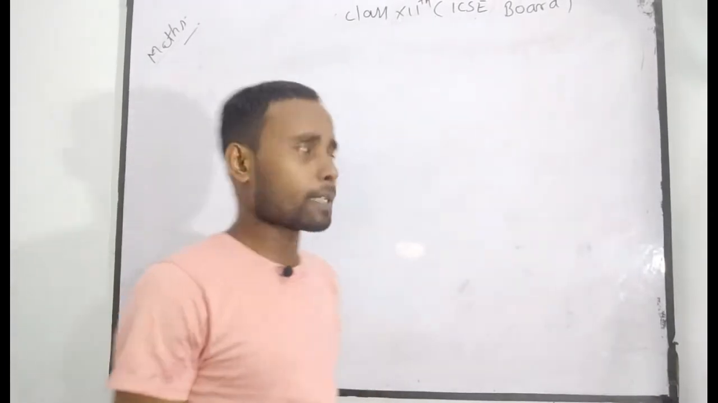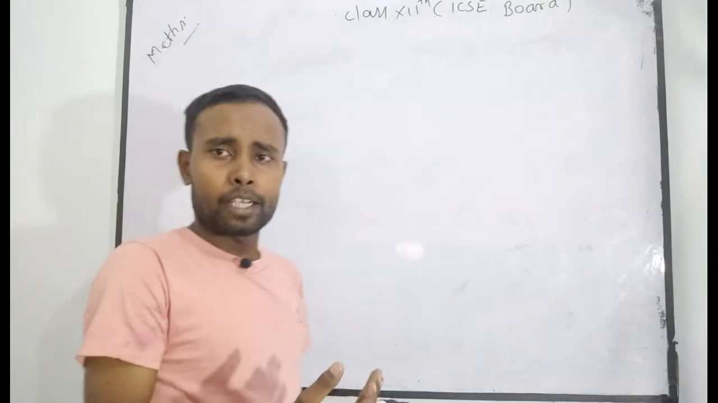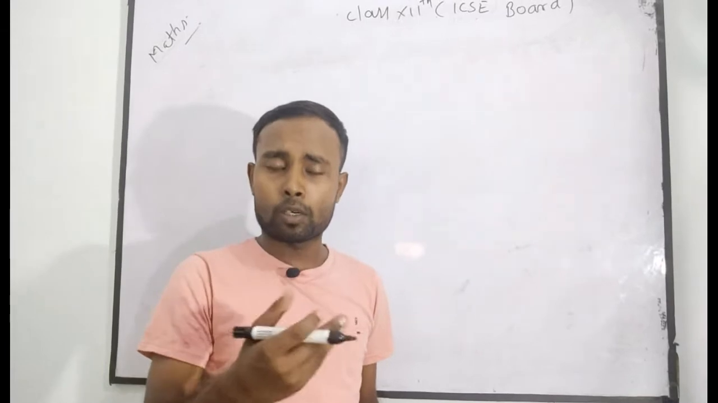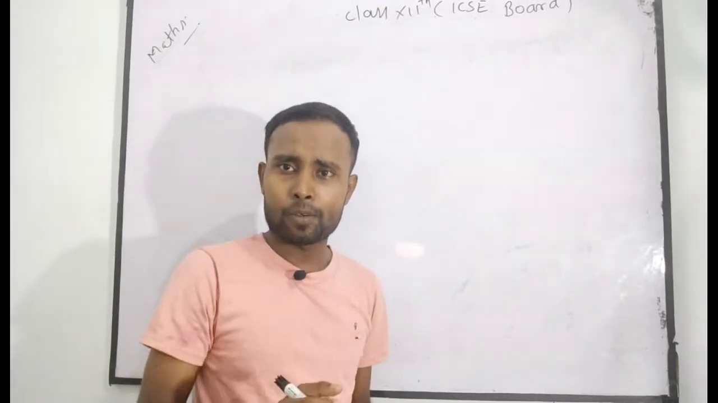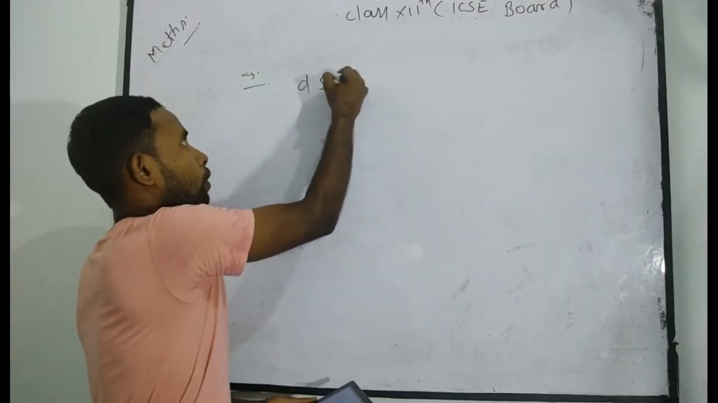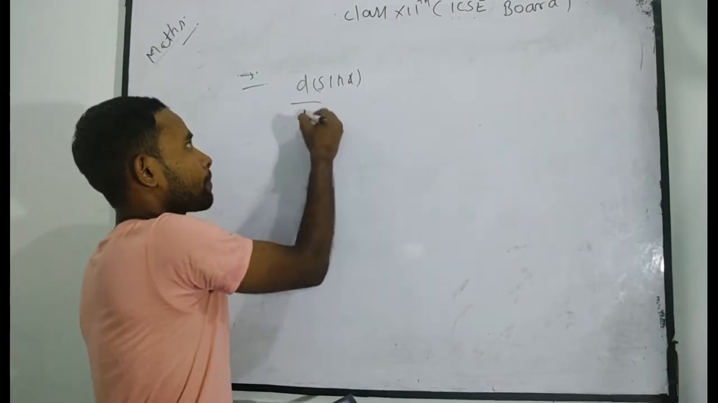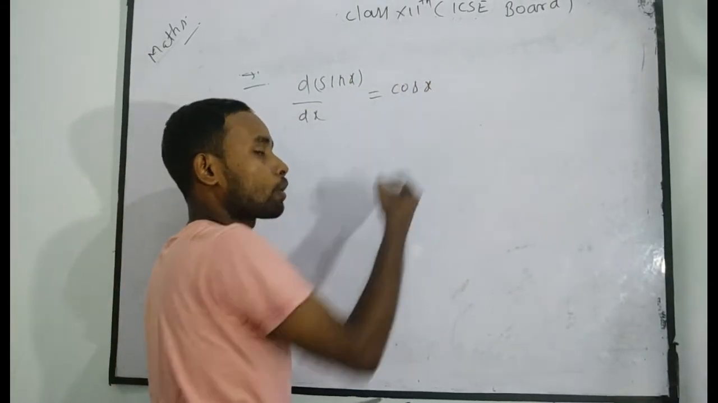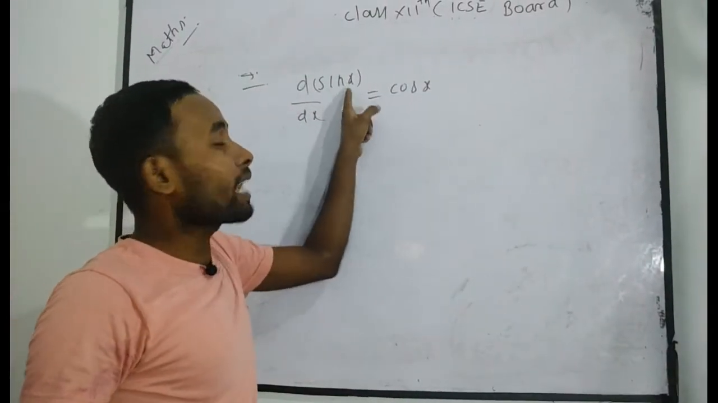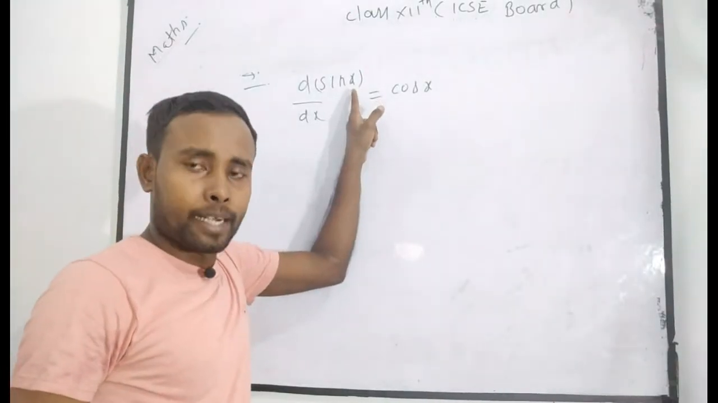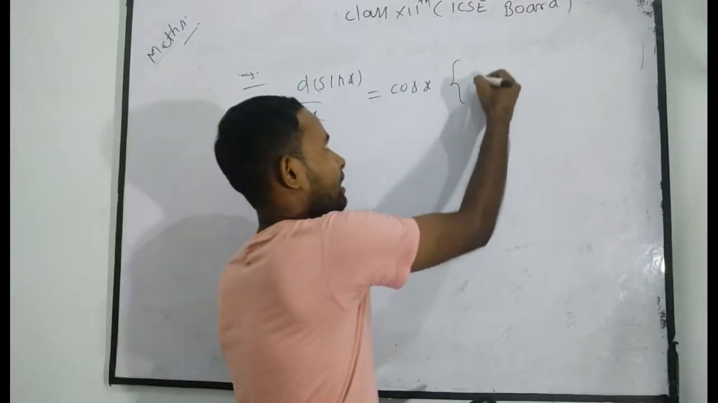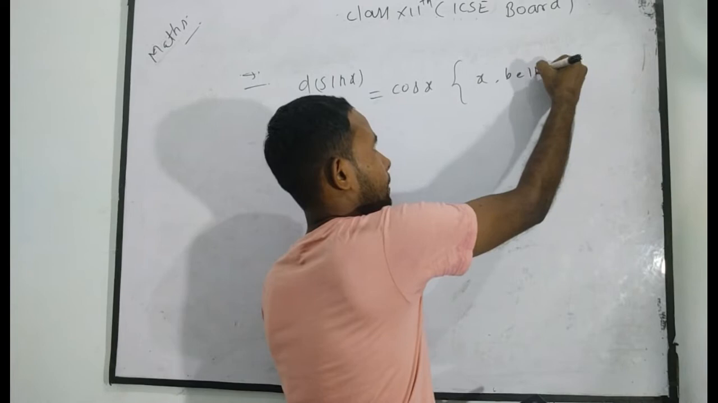First of all, I wish to write all those formulas which are used to solve different kinds of trigonometric problems by the chain rule. See here, I think you all know this. The derivative of sin x with respect to x is equal to cos x. Be careful here: in sin x with respect to x, x is always taken in radian. You can write here, x is in radian.